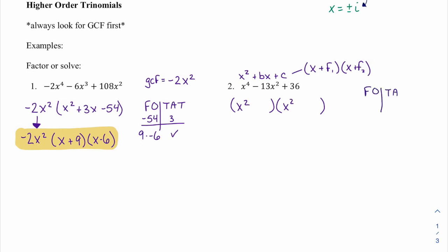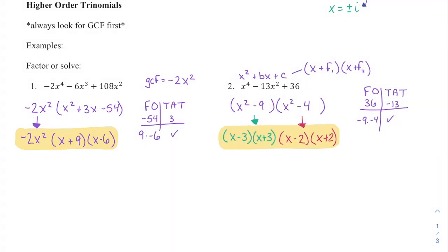So factors of 36 that add to negative 13. Go ahead, try this out. See if you can get to the end of the problem. So I went ahead and did Pho-Tat here. I got negative 9 and negative 4. So my two factors were x squared minus 9 and x squared minus 4.